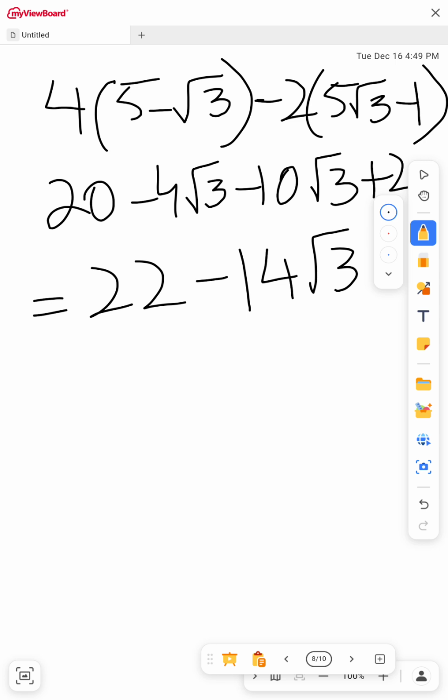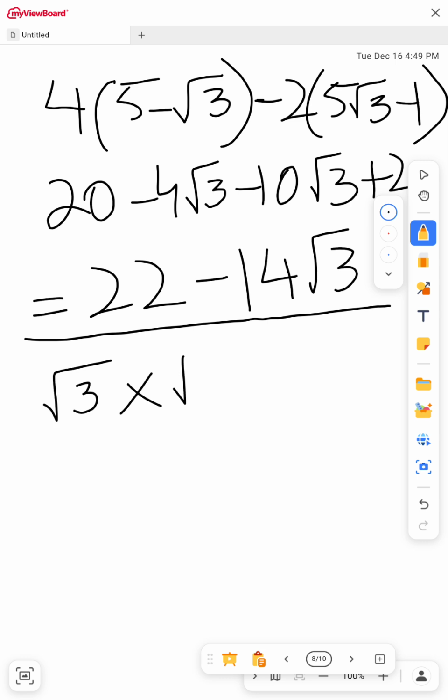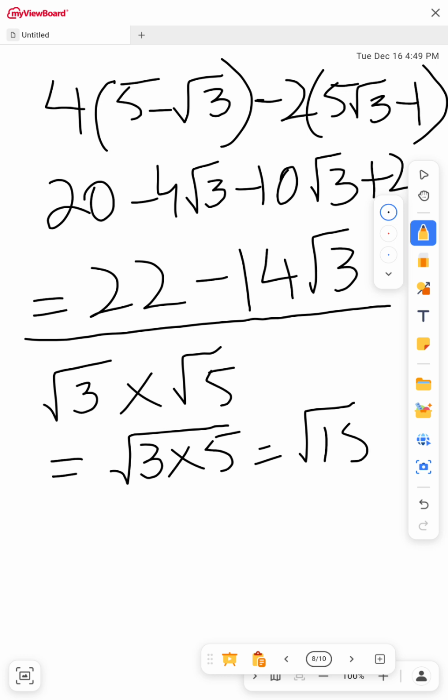Let's have a look at some other operations on surds: multiplication, division, and simplification of surds. How do we do square root 3 into square root 5? Simple. That is square root of 3 into 5, so that is square root 15. This is the answer.